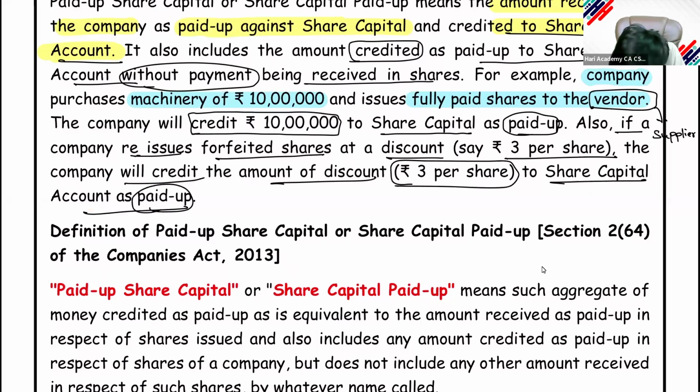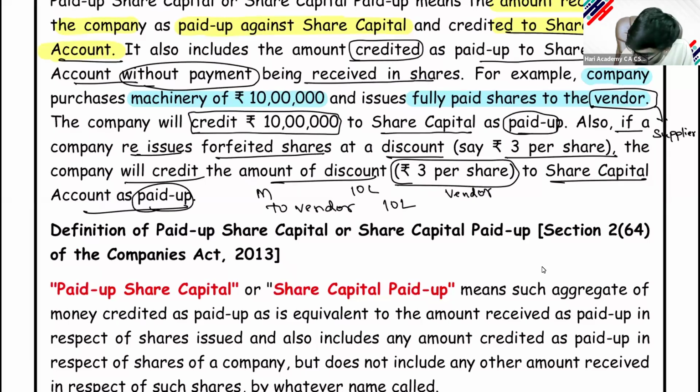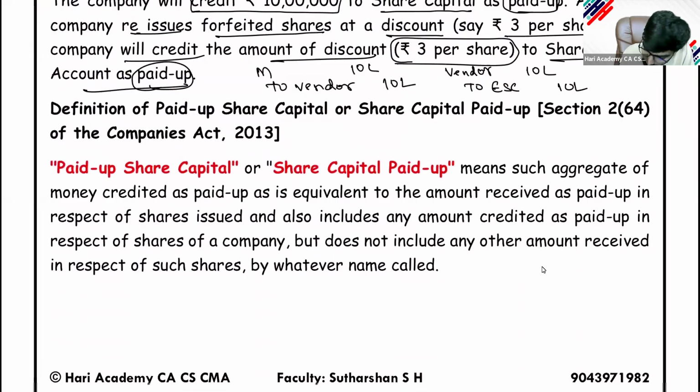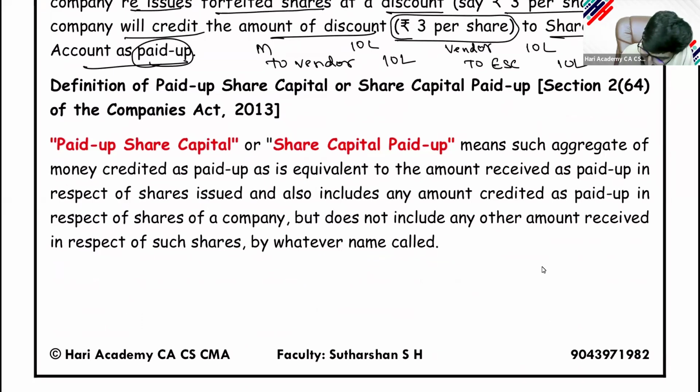For a basic example, at the time of issuing, I purchased plant and machinery from a vendor. At that time, the journal entry will be machinery to vendor, 10 lakh. For the vendor, it is a credit. I am purchasing machinery on credit by issuing shares, so it is equity share capital, 10 lakh, that will be passed. Forget about reissues and forfeited shares for now, we will come to them.